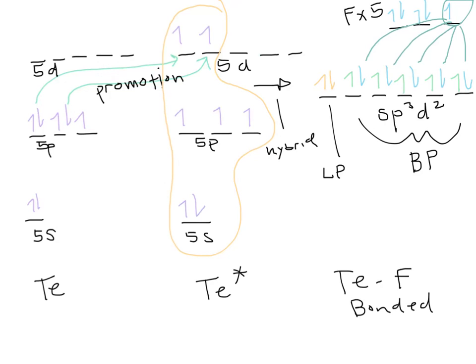The next thing we need to do is to promote 2 of these. The reason why we promote 2 is because of the 5 fluorines that are bonded to beryllium. So we promoted 2, and in this case, or in all cases, you're adding energy in order to promote. And those get promoted to the 5d orbital.